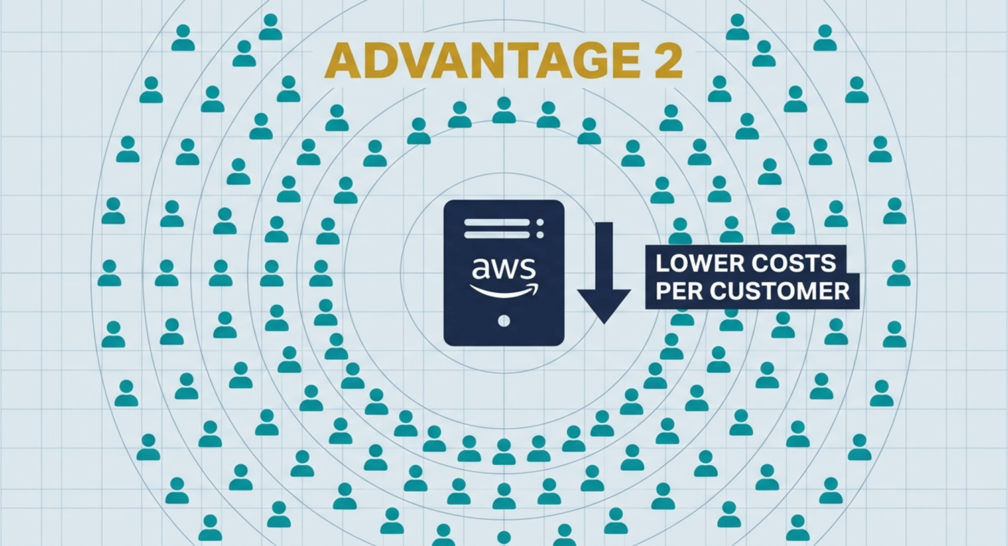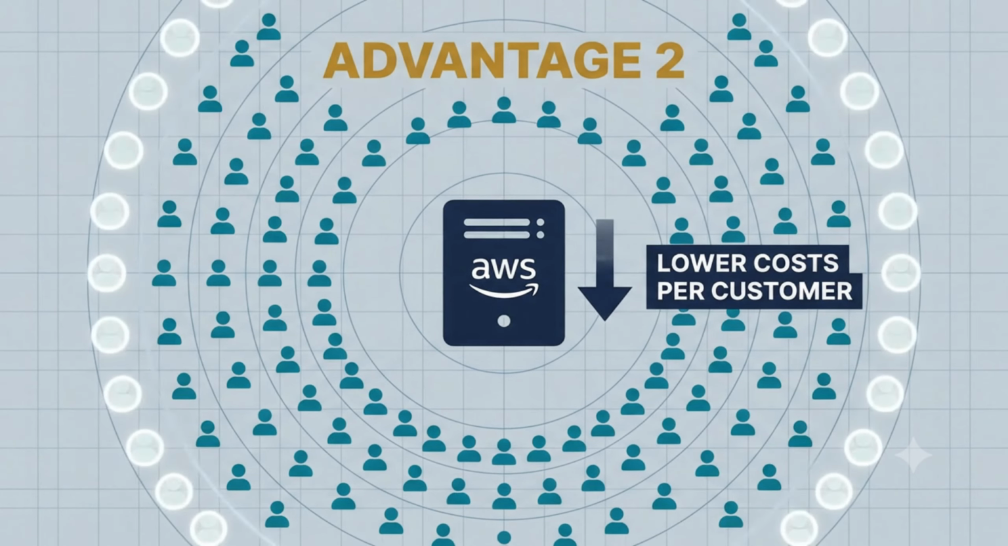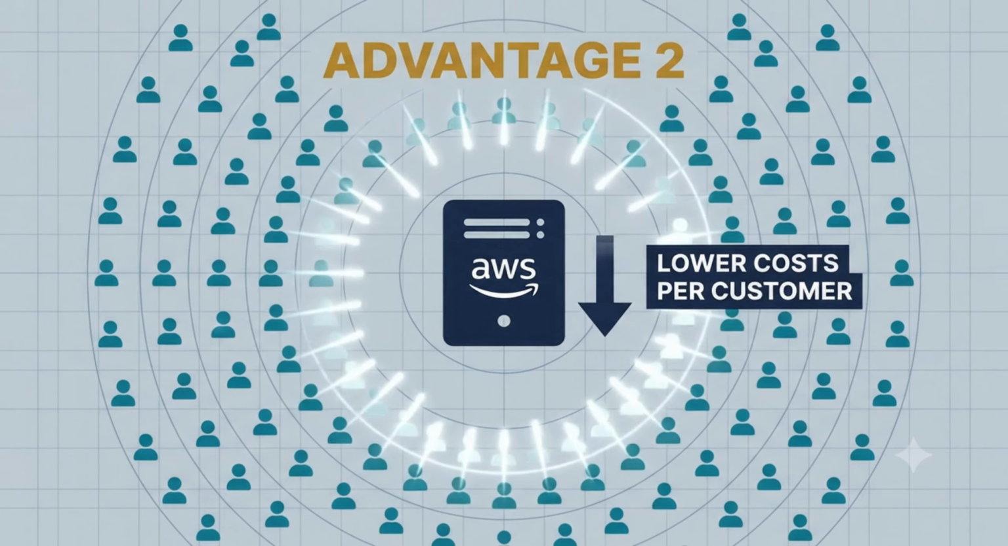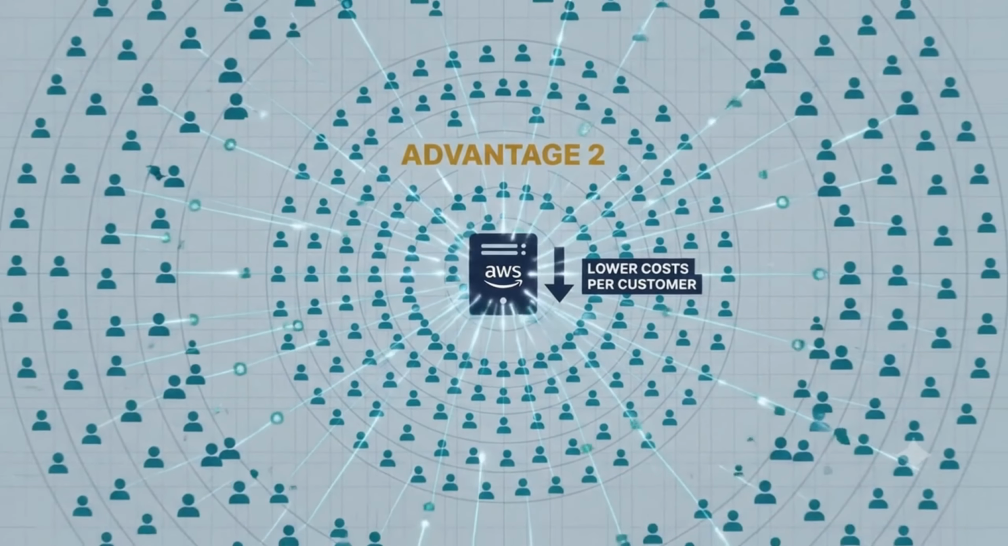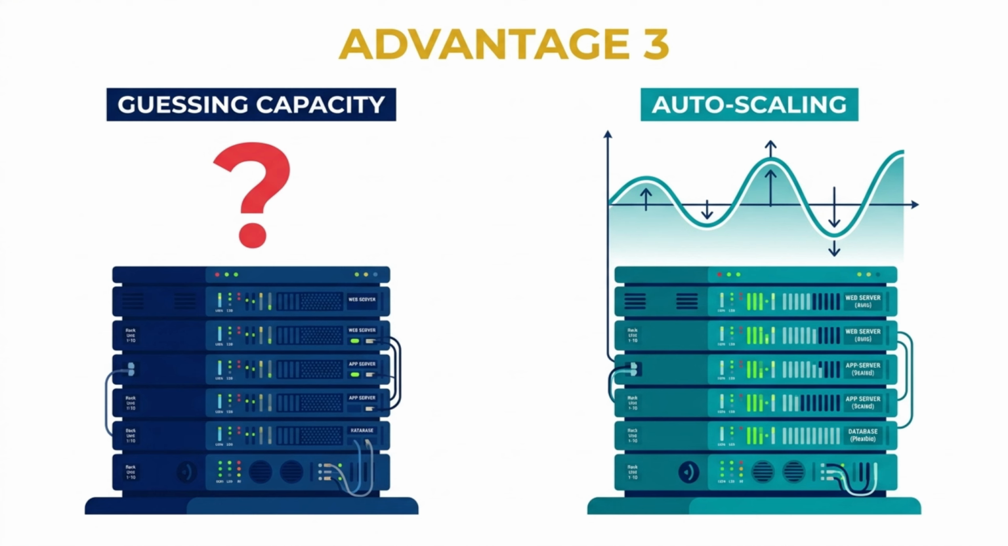Advantage 2, benefit from massive economies of scale. Individually, you'd pay retail rates for hardware. AWS hosts infrastructure for hundreds of thousands of customers and even manufactures components to their own specifications. That scale lets them negotiate better rates than any single business could, and those savings get passed down to you.